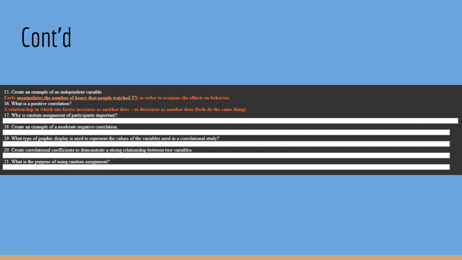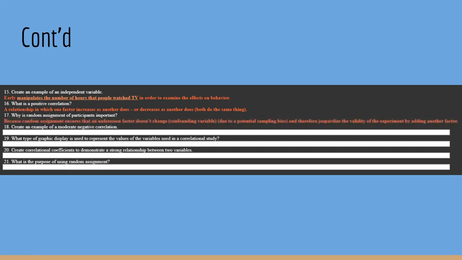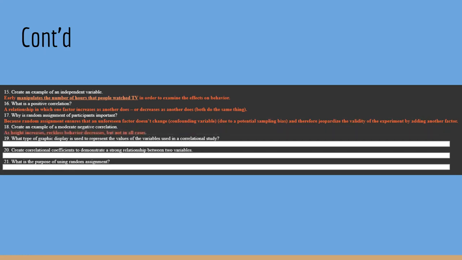But anyways, why is random assignment important? Because it ensures that an unforeseen factor doesn't change due to a potential sampling bias, and therefore jeopardize the validity of the experiment by adding another factor. Create an example of a moderate negative correlation. As height increases, reckless behavior decreases, but not in all cases. That's key. That shows that it's moderate.